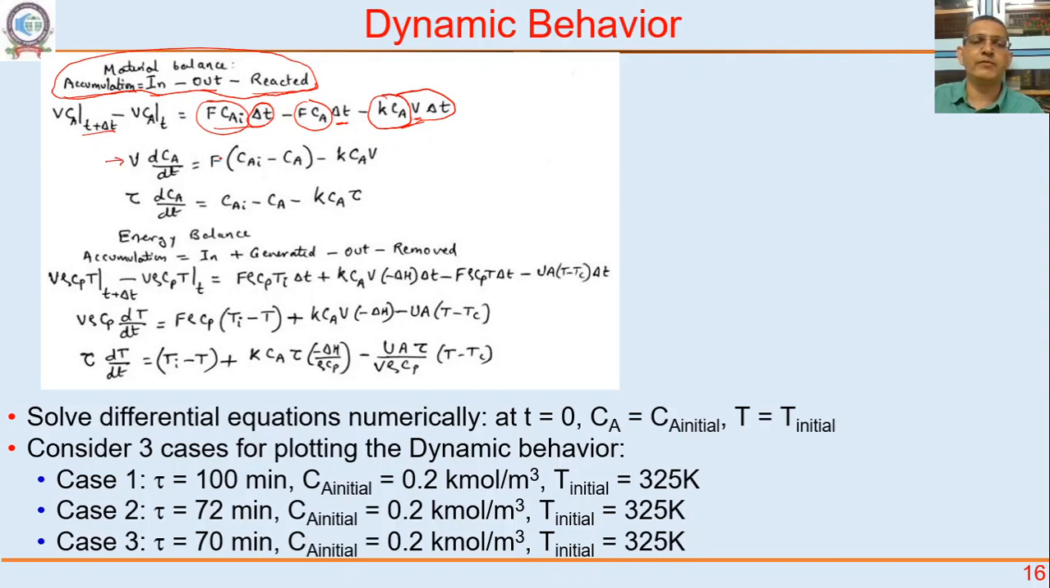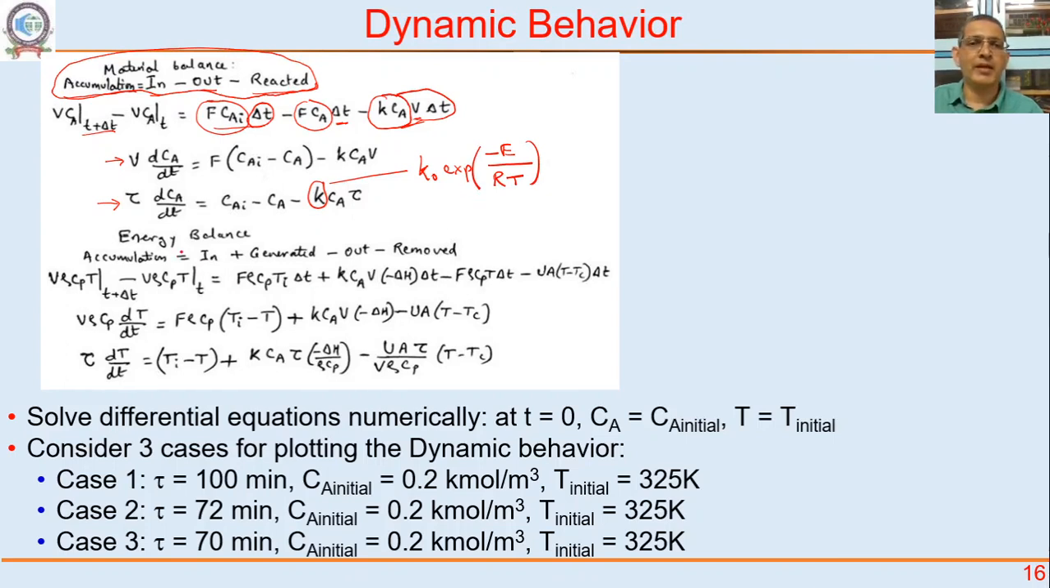Get this for yourself, don't go forward unless you get this. We can write it in terms of tau, V by F. Remember, this k is our k naught e raised to minus E by RT.